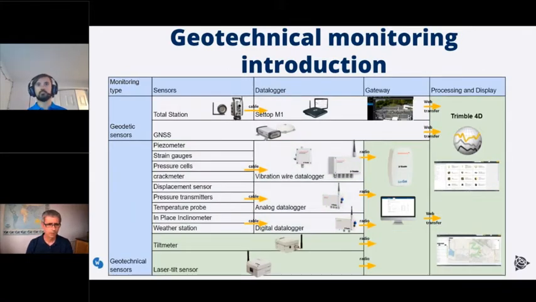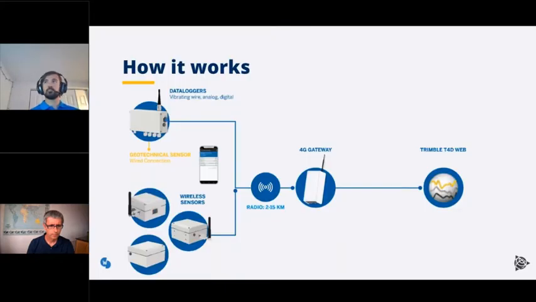And then, this is the last part. We have these connected sensors. Basically it's like a tilt meter. You are able to collect the angle for the tilt meter in two directions, in two axes. Or for the tilt laser, you get the distance and the tilt. And when you collect, you can send directly from the sensor to the gateway, and the gateway to T4D.